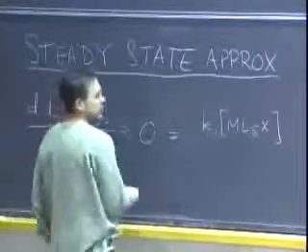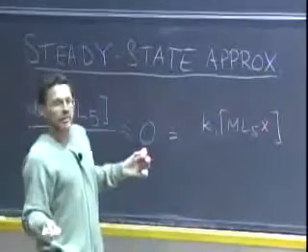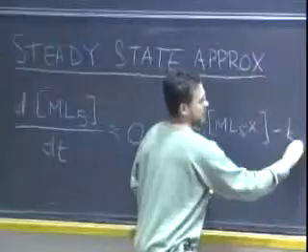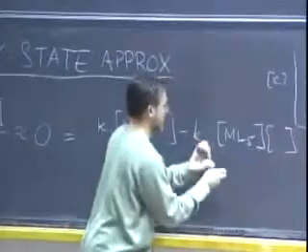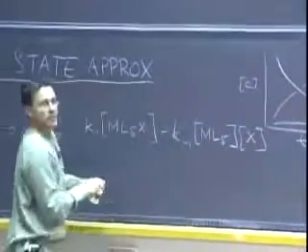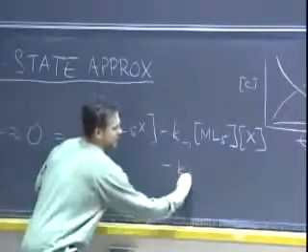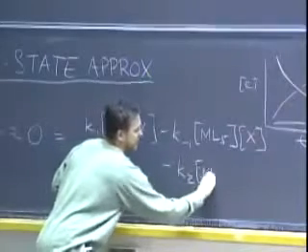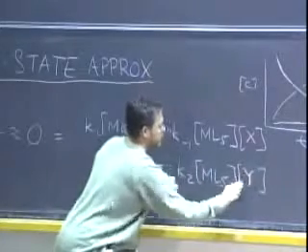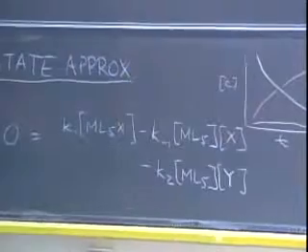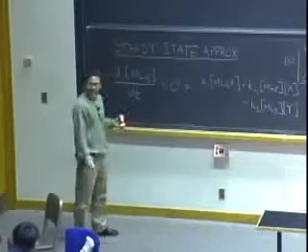So this is producing it, but when you're in the middle of the well where the intermediate lies, there are two ways to destroy ML5. You can go minus K minus 1 times ML5 times X. This brings you back over to where you started. And you can also lose it in a productive sense by K2 times ML5 times our species Y, which brings us on to products. We're still making the assumption that once you get to products, the reaction is done and you never go back. That assumption is built into this analysis.